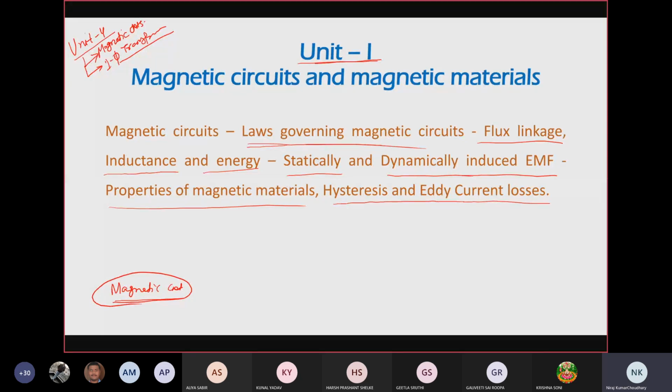So the basic terminologies which are used in a magnetic circuit, we have already discussed in the last class, like flux, flux density, intensity, reluctance, these things we have discussed.